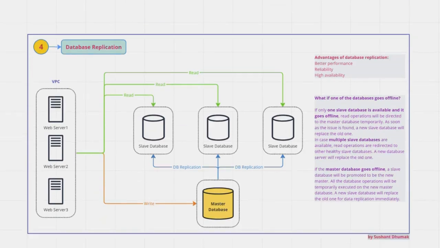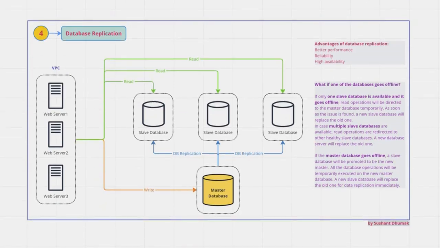I am moving to the next chart. The next chart is talking about database replication. I have just cut down the left hand side. Right now we can see there are three web servers available under the VPC, and on the right hand side we expanded the database layer. So what exactly are we doing here? Instead of having one single database, we split that database into two different types of database. One is called the slave database, and another is called the master database.